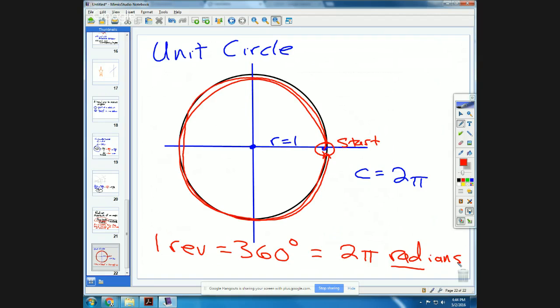Will you guys ever have to get used to radians? Unfortunately not, I'm sorry to say. But I can mess around with them in a relatively easy way.